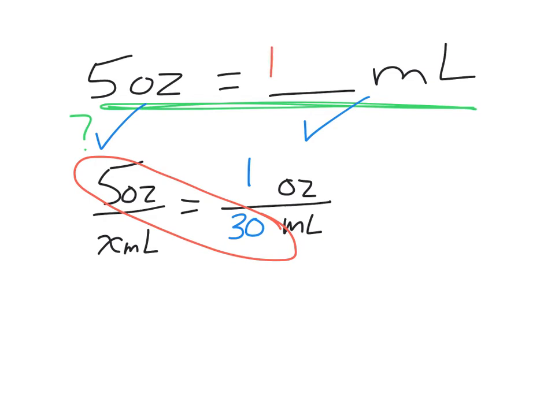Divided by 1 is 150. And again, you might be able to do that in your head. You know that your list shows you that 1 ounce is equal to 30 milliliters. So 2 ounces would be double that, 3 ounces would be triple that, 5 ounces would be 5 times that. So you may have looked at that and just said, well, 5 times 30 is 150. And that is totally fine too. Again, the proportion method is just here to help you set that up.